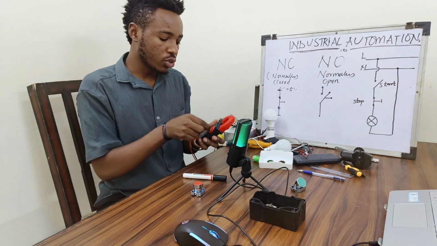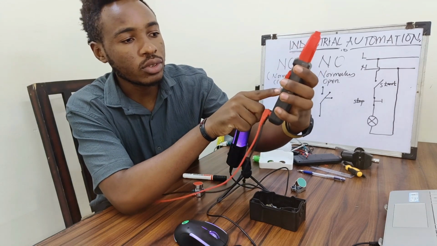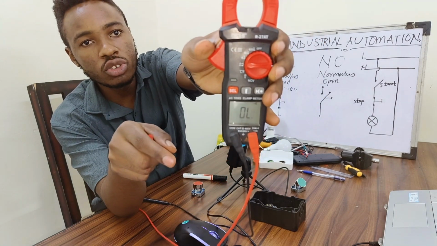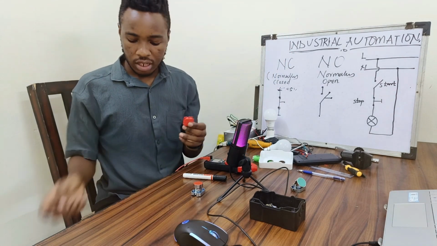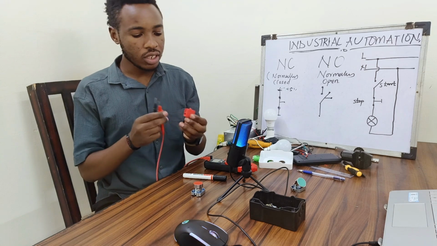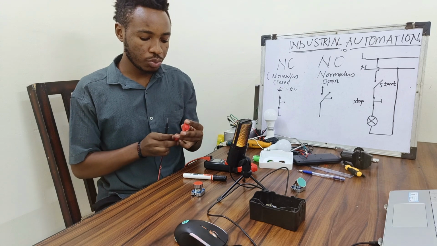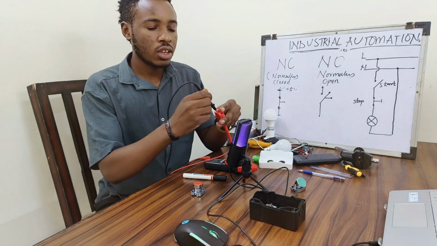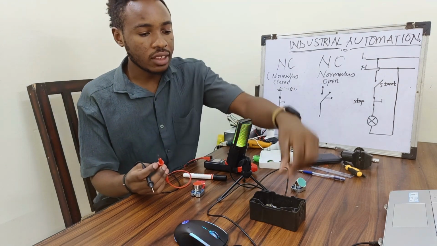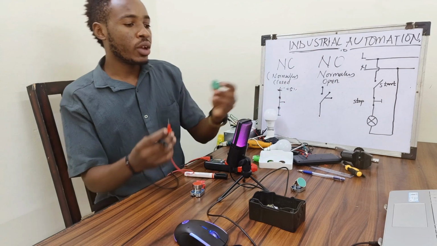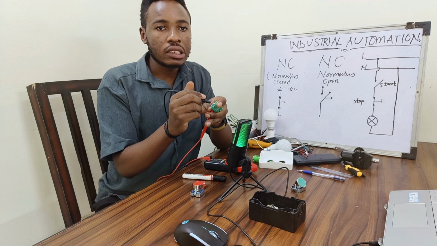If I test for continuity, if I go to my multimeter and select continuity, it should be producing a sound. If we hear a sound, that means in its normal state, when we have done nothing to it, it is producing a sound. It is the contrary to the green one, the normally open. I think you can guess the difference.